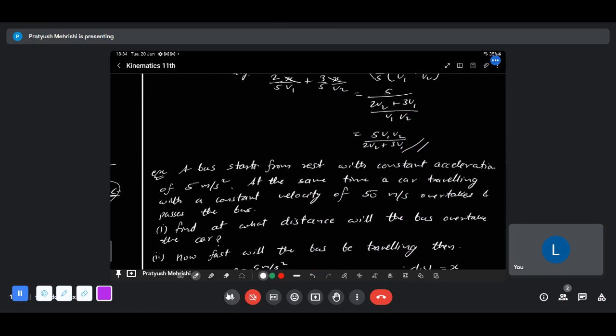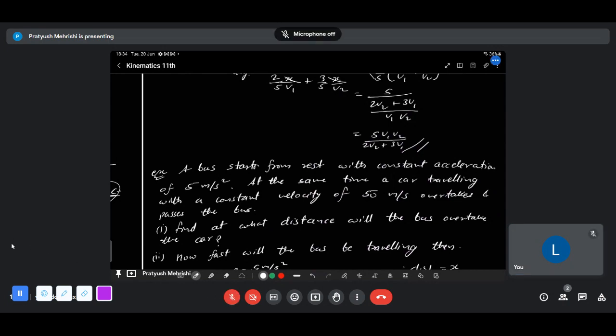Yes, sir. A bus starts from rest with constant acceleration. It's now simply a car traveling with a constant velocity. So we can use the relative motion concept here. By using relative motion, we can find at what time. Just wait a minute. Try solving it.